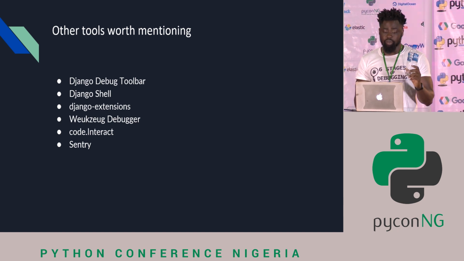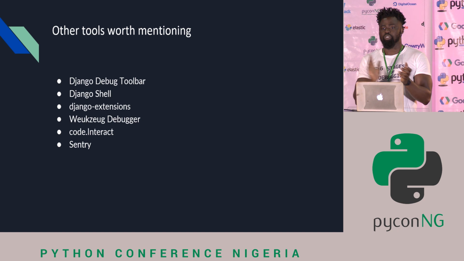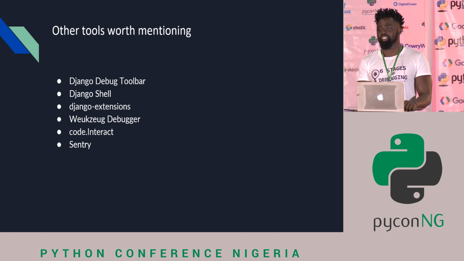Now, other tools worth mentioning is the Django debug toolbar. For Django developers in the house, you must have used it. How many Django developers are here? Woo! Go Django. Just two. How many Flask developers do we have? There seem to be more Flask developers in the house than Django, so I think Flask won.